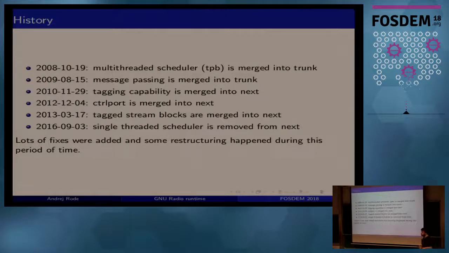Then message passing was merged, which is something entirely different compared to simple streaming. You're not just continuously streaming samples; you want to have packetized data, or not back pressure your data. Also a very nice feature, the tagging capability, was merged, so you can now add metadata to your samples, like the frequency or phase offsets you measured, to correct for them. And also ControlPort was added to introspect the flow graph, with performance counters to see which blocks are performing well and which blocks are holding up the full processing.